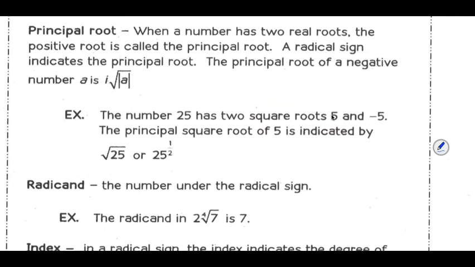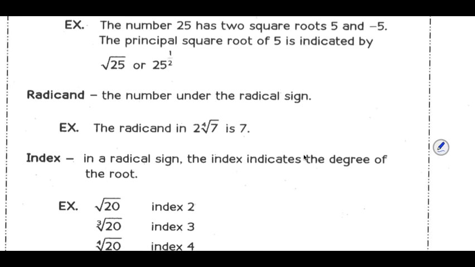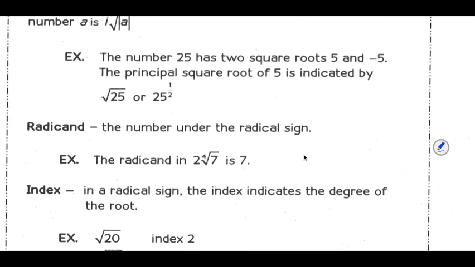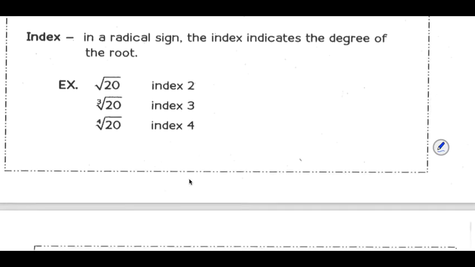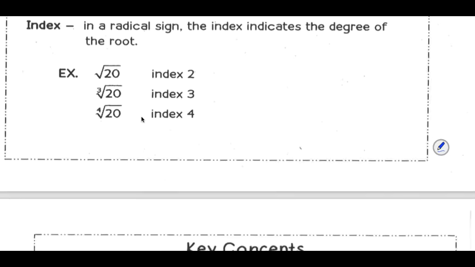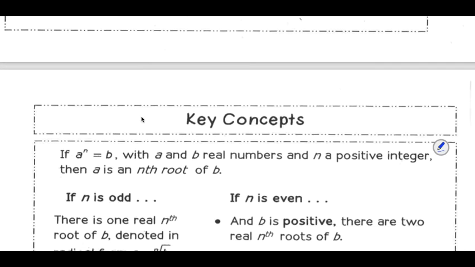So the next definition is radicand. The radicand is the number under the radical sign. In this expression, it says 2 times the fourth root of 7. 7 is the radicand. And just as we talked about above, the index tells you what degree of the root. So if you see a fourth root, the index is 4. If you see a cube root, the index is 3. If you see a square root, it's assumed that there's a little teeny tiny 2 there, but we do not write it. It's always considered a square root if you don't see an index.